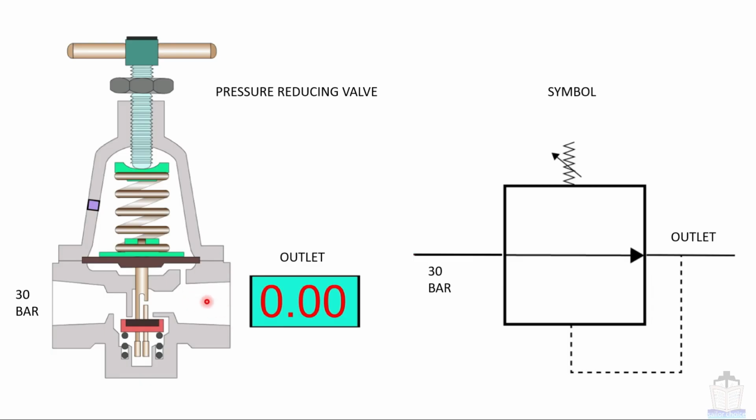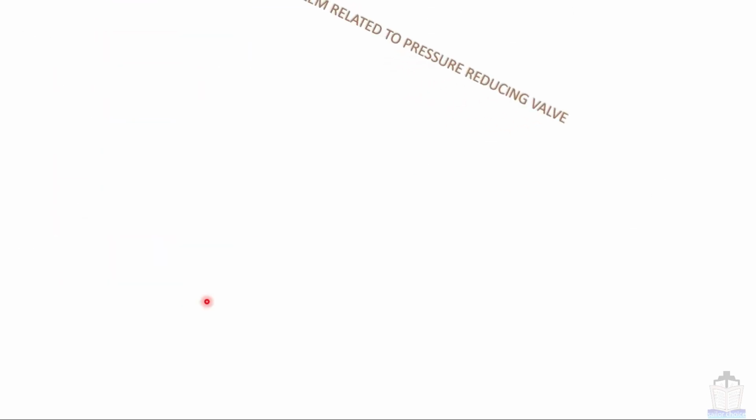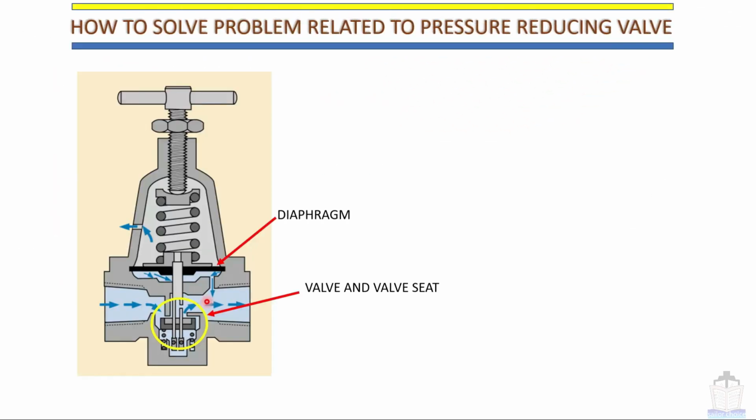Now we are going to discuss how to solve problems related to the pressure reducing valve. This is the same picture. I have already explained its internal parts. Sometimes the outlet pressure keeps on increasing and hence causes the pressure relief valve to lift. So in that case you have to sort out the problem of this pressure reducing valve. So now I am going to show you how you will sort out the problem.